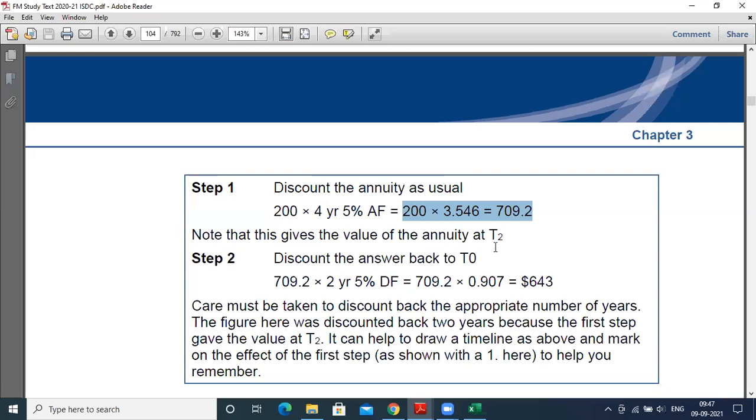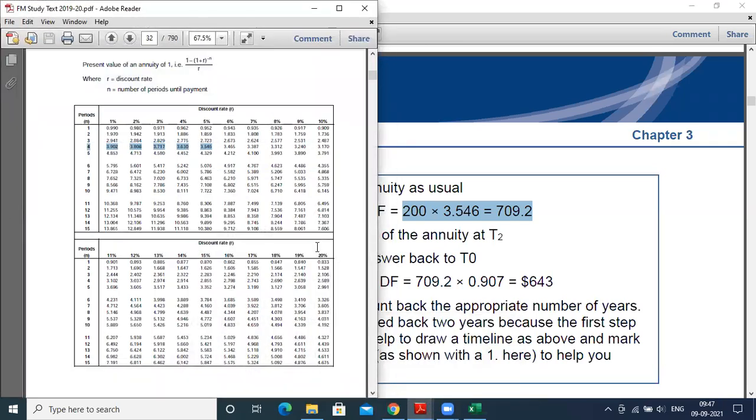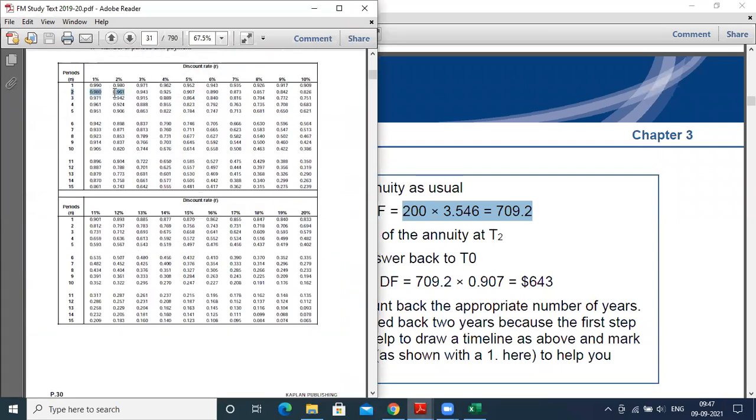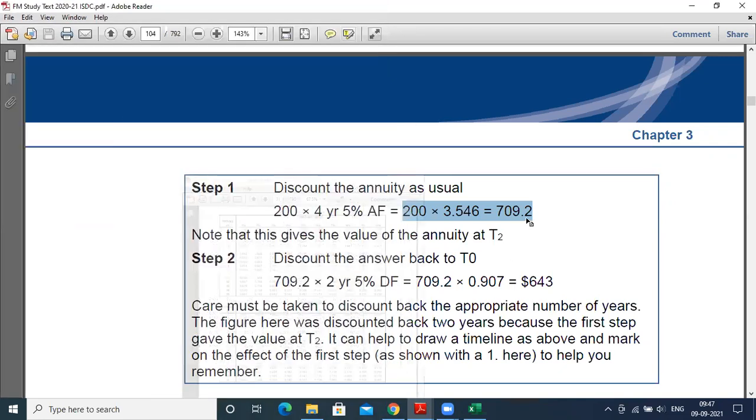So 709.2 into the 2-year, 5% discount factor. What is the discount factor? Let me show. This is the 5%. At 2 years, the discount factor is 0.909. So it will be 6,000. Is that clear, or do you want me to put it in an Excel sheet? Did you understand this?